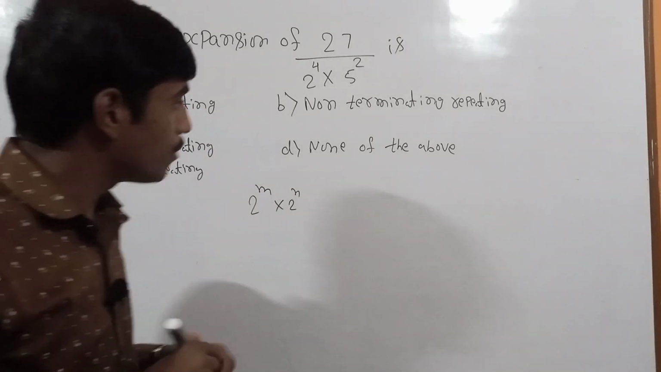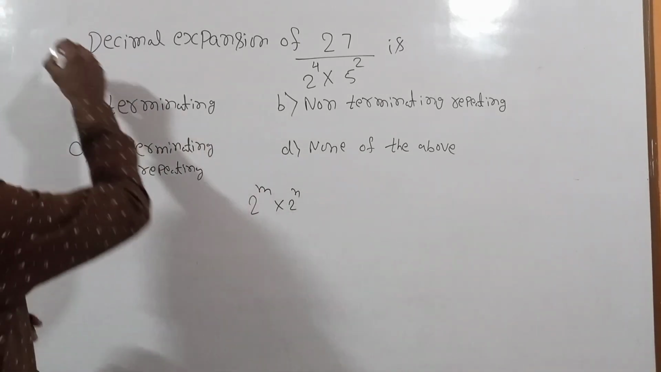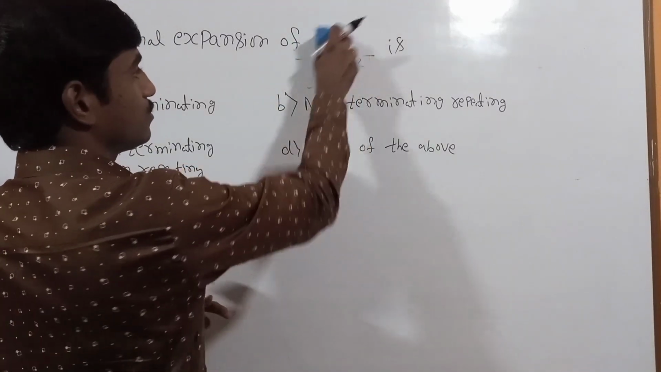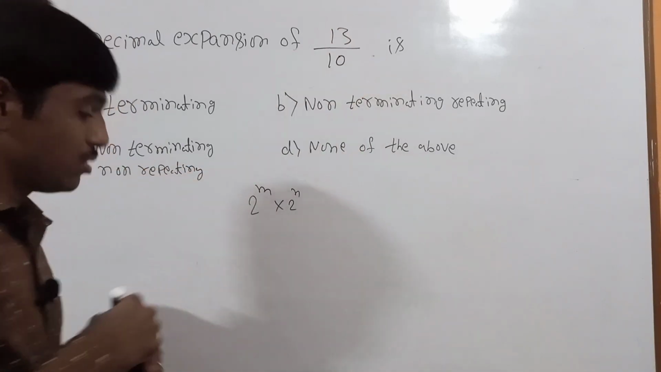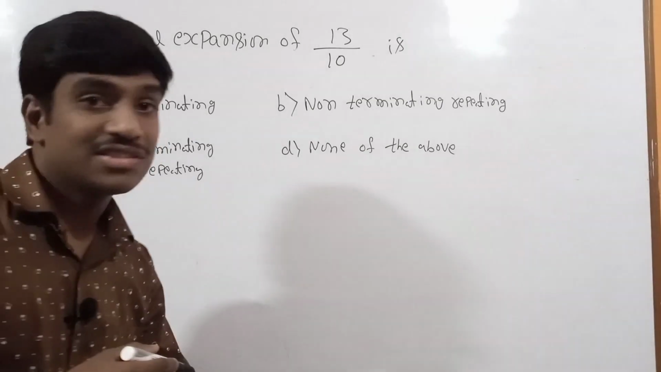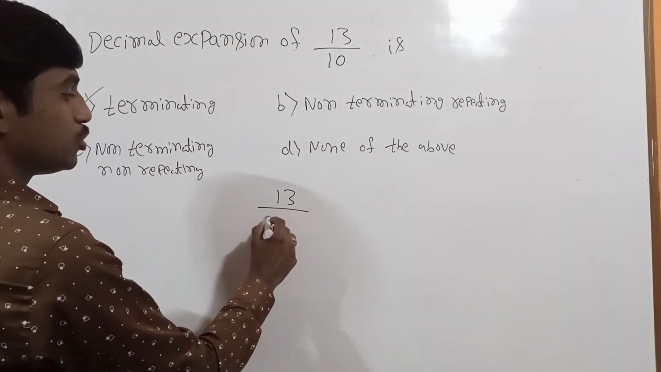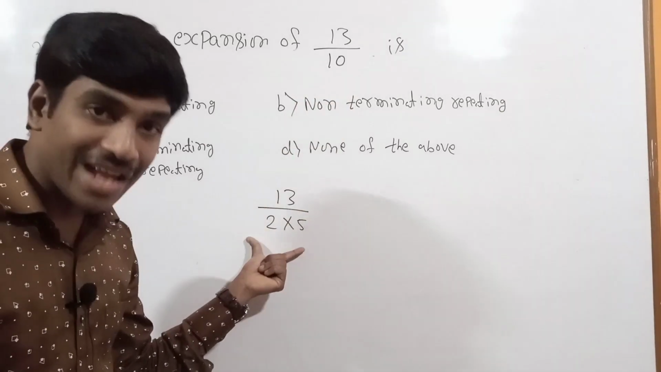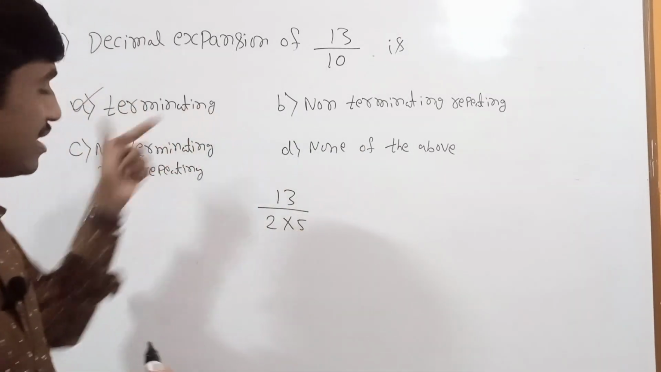Okay, but now in the same problem, let's say instead of 27 by 2 to the power 4 into 5 square, they have asked something like 13 by 10. Now the denominator is not given as 2 to the power m into 5 raised to n, it is 10, but we can write 10 as 2 into 5. So if we can express the denominator in the form 2 raised to m into 5 raised to n, basically the factors of 2 and 5, then we say that it is terminating.